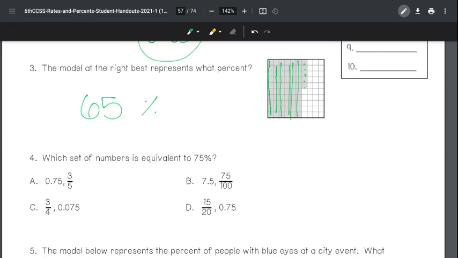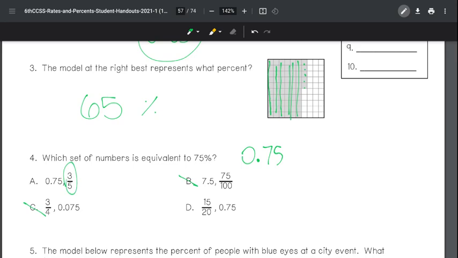Number 4, which set of numbers is equivalent to 75%? I know 75% is 0.75. So my decimal has to be that, which means B is out and C is out. So it's either A or D.